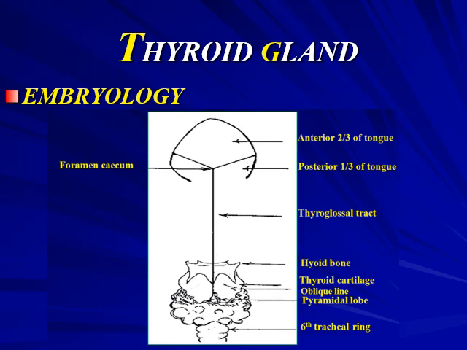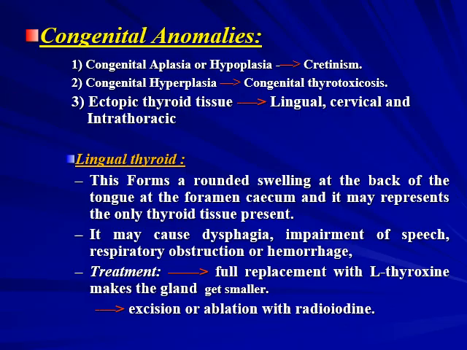This is a figure showing the thyroglossal tract. Regarding the anomalies of the thyroid gland, we may have a congenital aplasia. This will lead to the development of cretinism, congenital hyperplasia, which may predispose to congenital thyrotoxicosis.